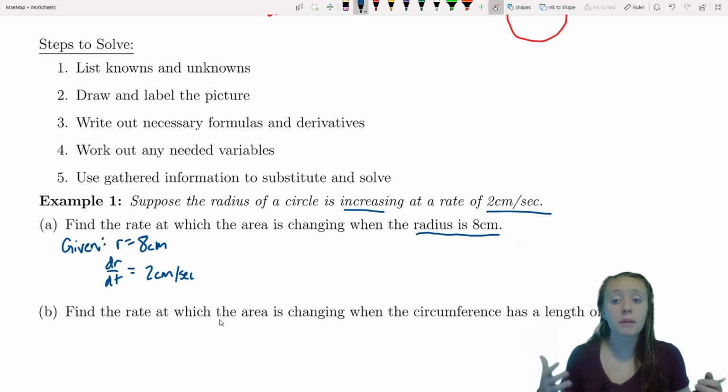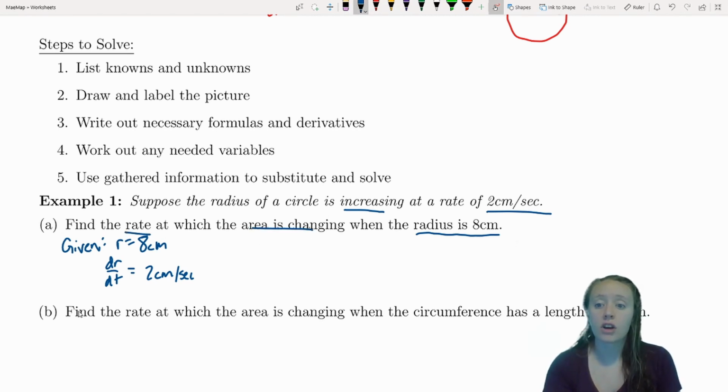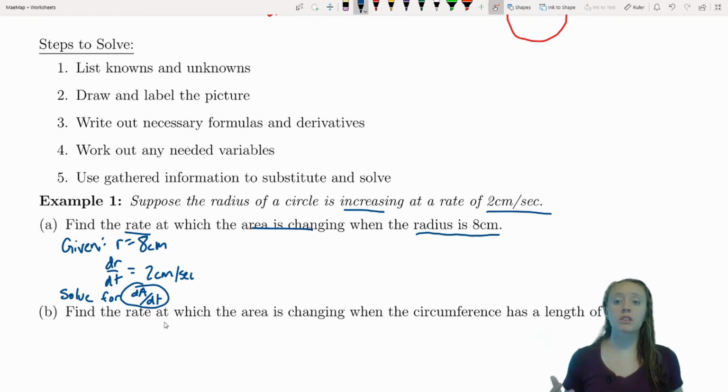What's my unknown? What am I trying to solve for? I'm trying to solve for the rate at which the area is changing. Because I'm trying to solve for the rate at which the area is changing, that is my dA/dt. So I'm going to write: solve for dA/dt. So I have all my given information, and I know what I want to solve for.